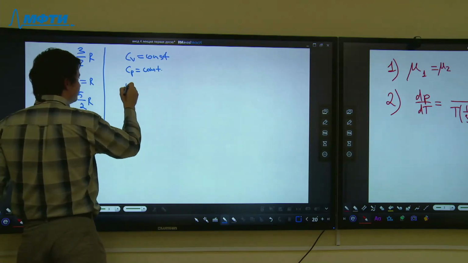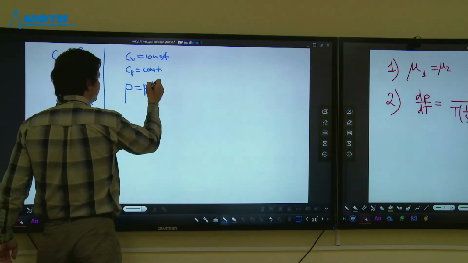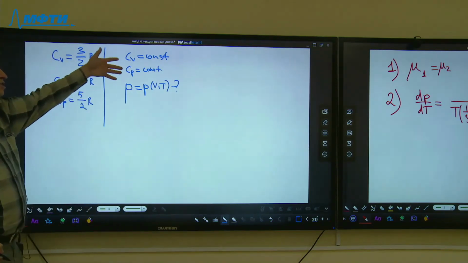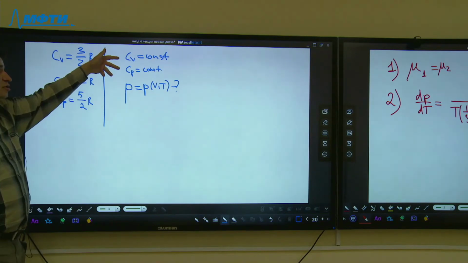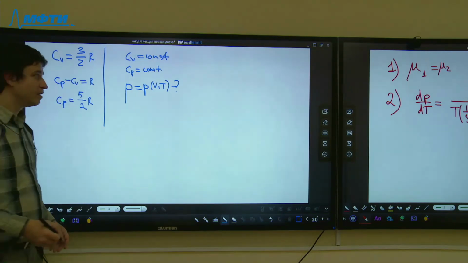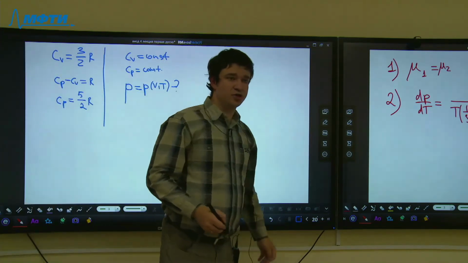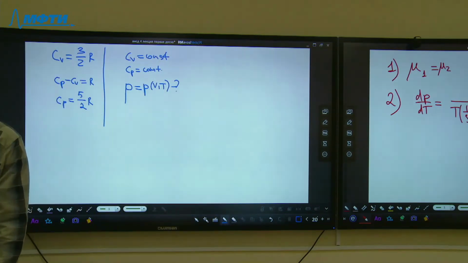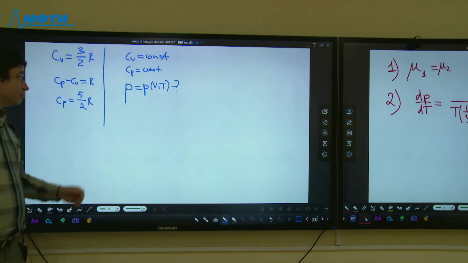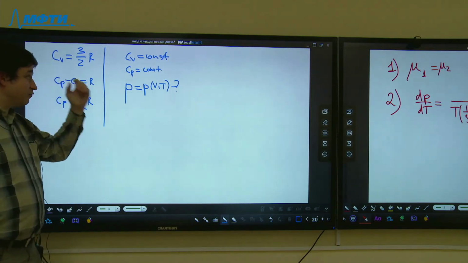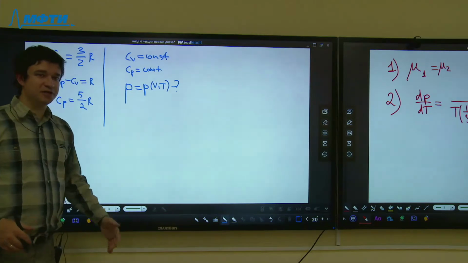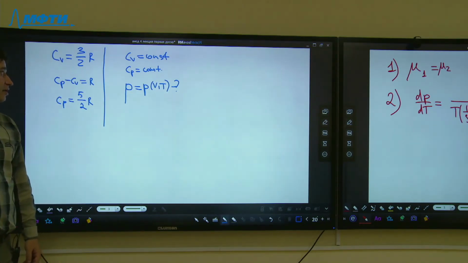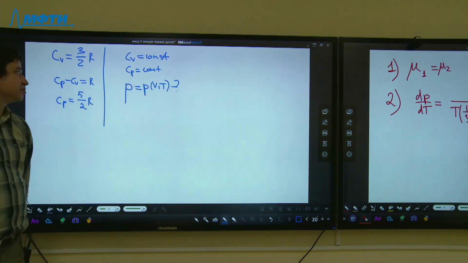So let's say we want to determine pressure as a function of volume and temperature for any substance which satisfies these two conditions. This is quite a long journey, and during this journey we are going to use a number of tricks. So if you are able to understand what happens by the end of this journey, then I think I have been successful in delivering all of these tricks to you.